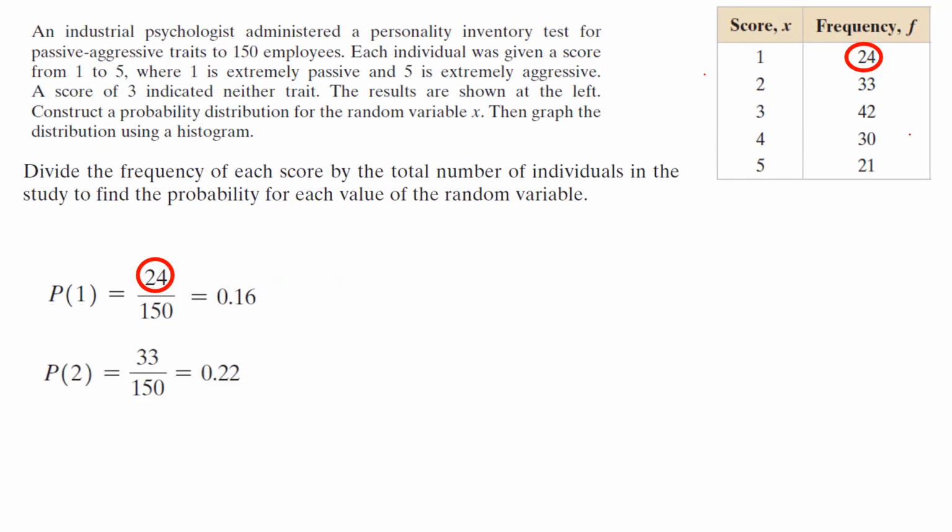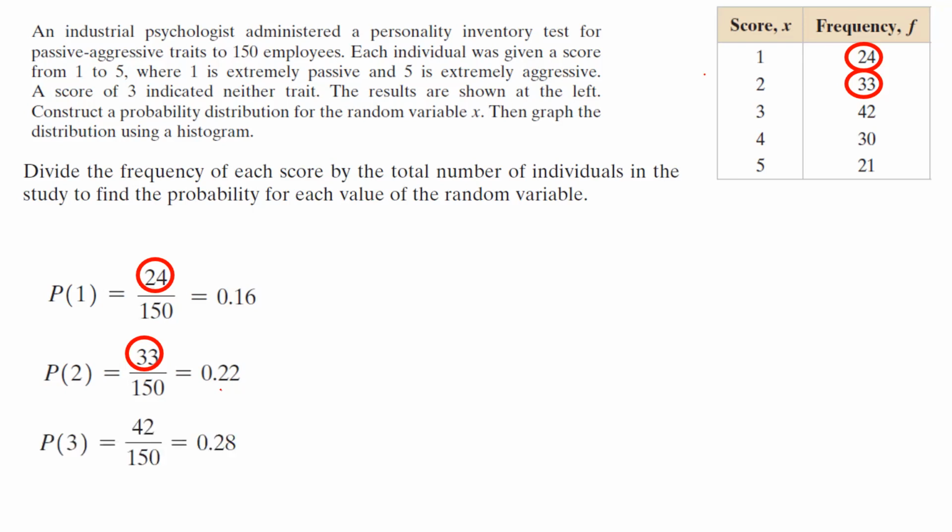The probability of score 2 is 33, which is the frequency of score 2, divided by 150, which is basically the total number of people in the study. You get 22%. It makes sense. The denominators are the same, but the numerator is increasing. So we expect to get a higher percentage. So again, what's the meaning of that? It means that if I randomly select one of these people, the probability that that person scored 2 is 22%.